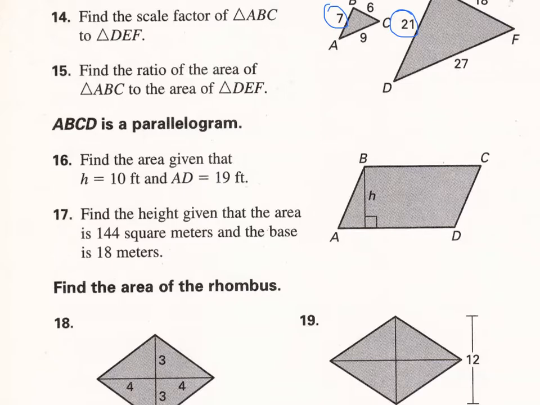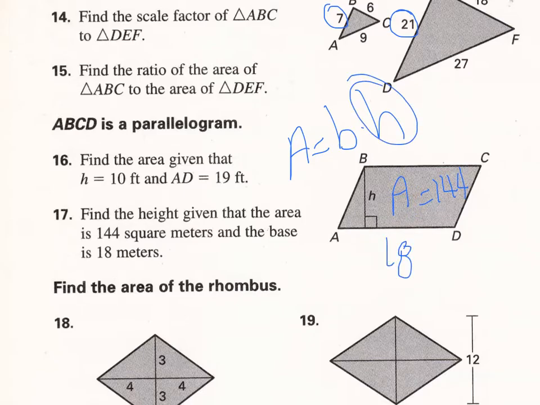Okay, once you're done with that, now on number 17, they want you to find the height. So again, area equals base times the height. They give you the area, which is 144, and the base, let's say it was AD again, is 18. So then you just have to figure out what H is.